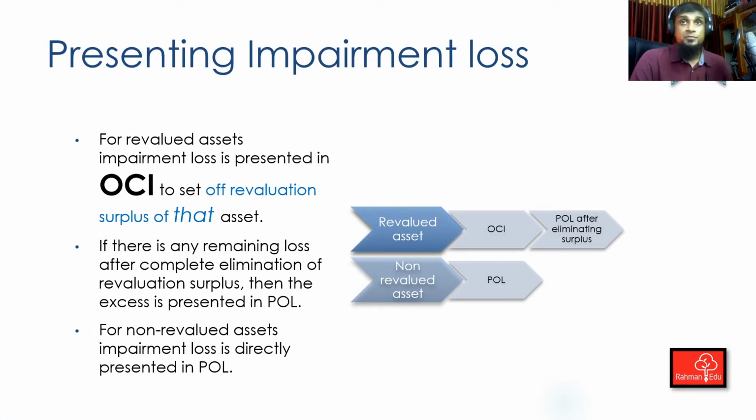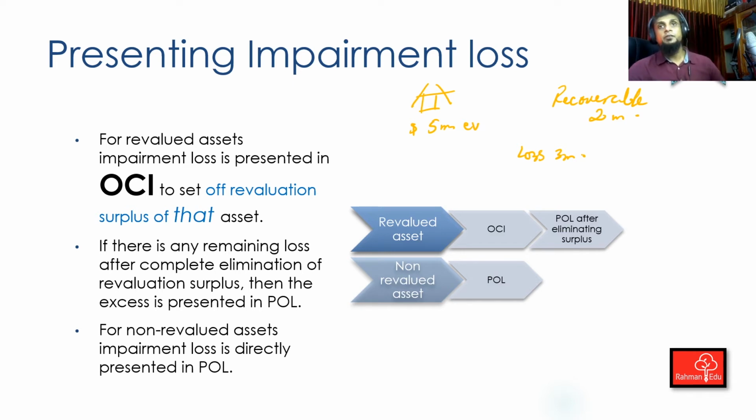Where to present the impairment loss. Once you have got some impairment loss, let's put an asset here. We were talking about a building. Say the carrying value is $5 million, and the recoverable amount is $2 million. So the loss is $3 million.